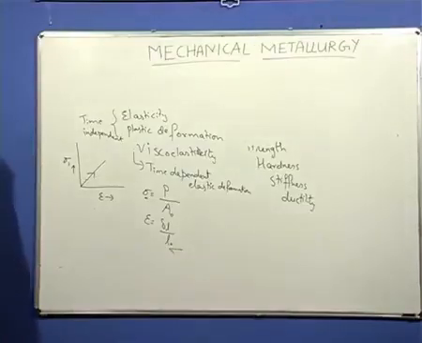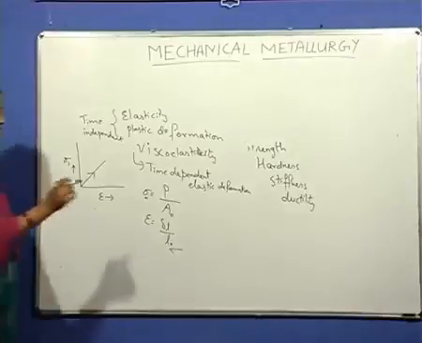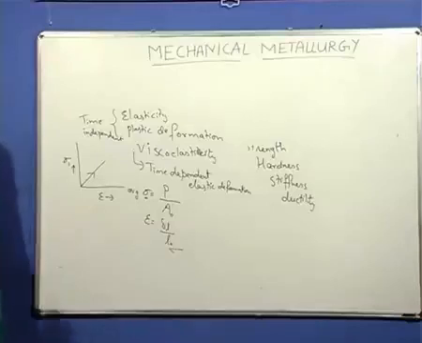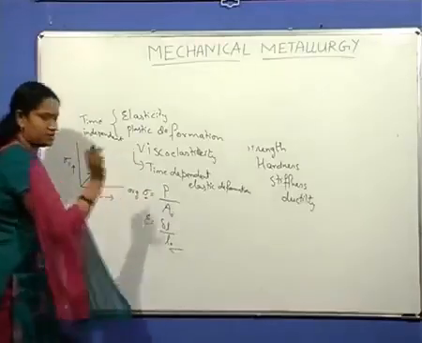Materials are polycrystalline. They may have a number of grains. Material may have different phases. It may not be a single phase material. You may have two phase materials. So because of these inhomogeneities, the stress is not uniform throughout that material. So the stress is average stress. So average stress is load by the cross-sectional area over which the load acts.